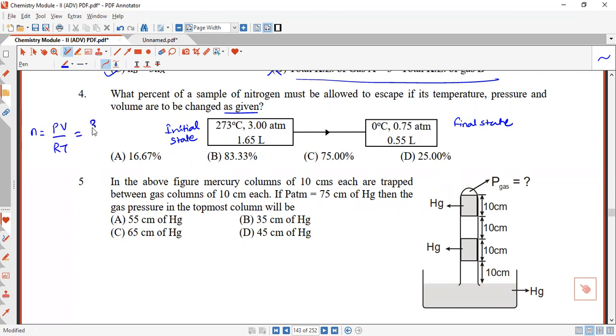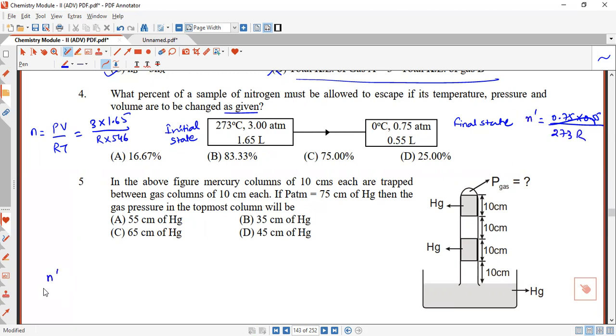So we can write the P value is 3 and the V value is 1.65. The temperature is going to be 273 degrees Celsius, so 546 K. So this is the N value. Now, let's say the number of moles finally is N dash. P is 0.75, V is 0.55, and T is 273 K.